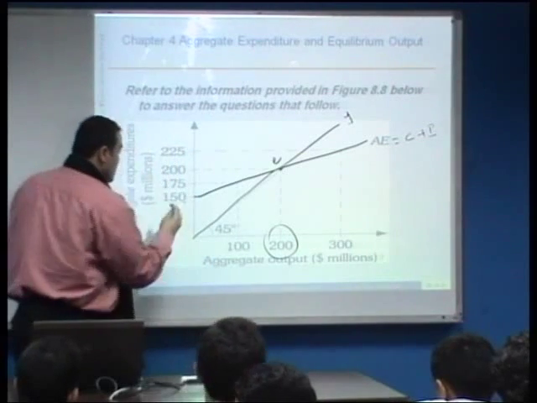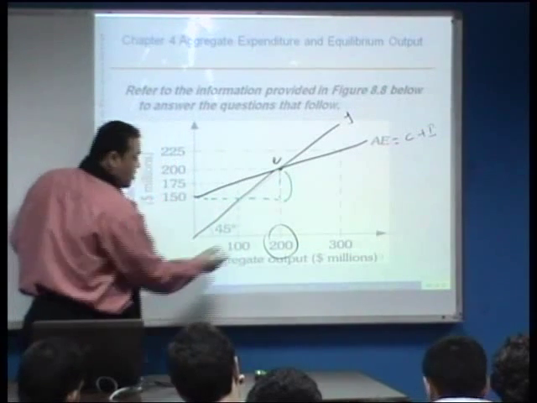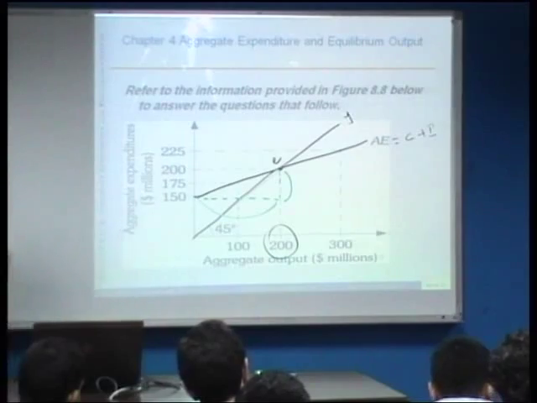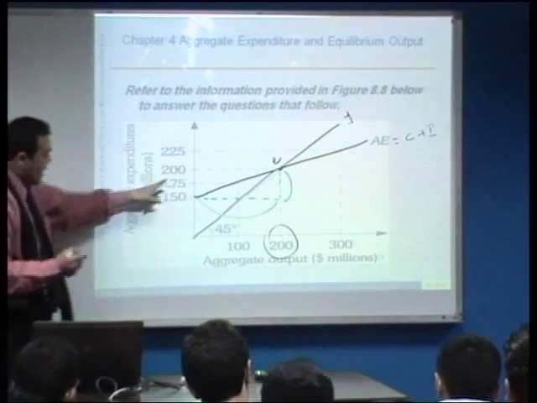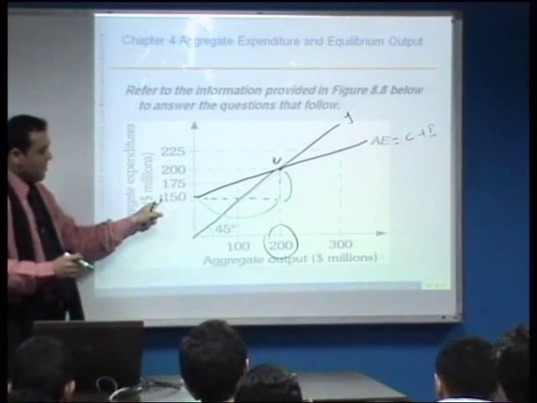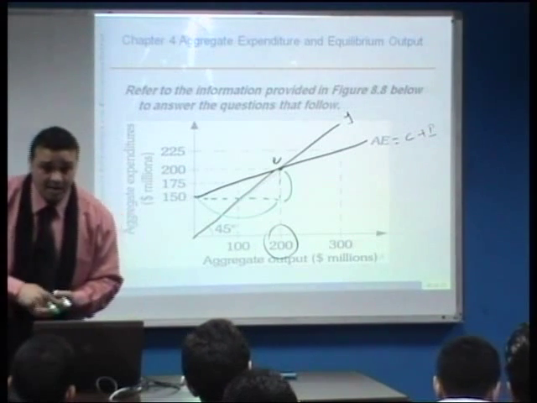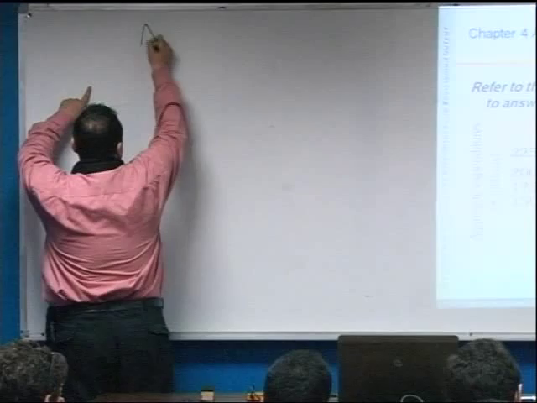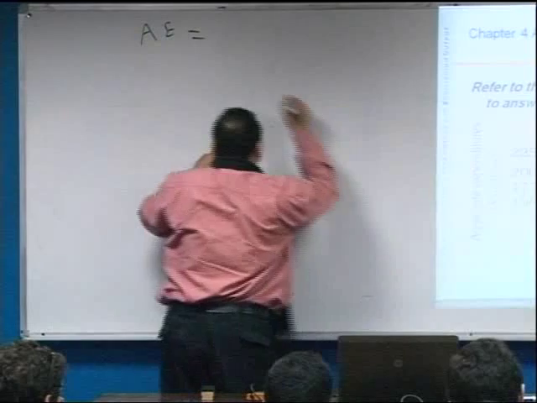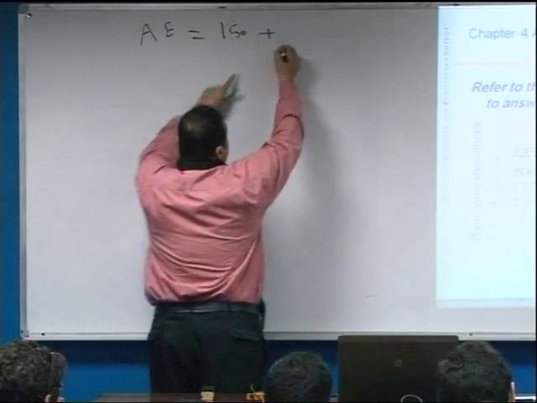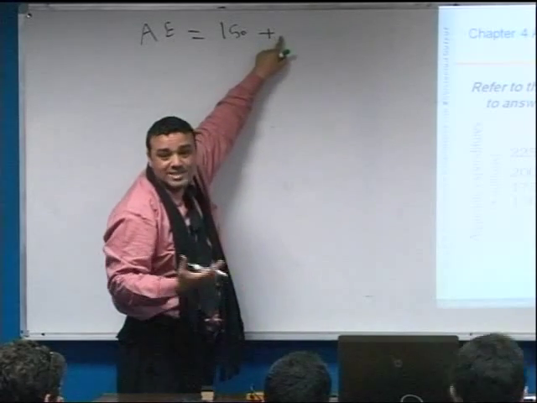We have to draw a triangle. This distance over this distance gives the marginal propensity to consume. So equals how much? 200 minus 150 over 200. This is the marginal propensity to consume. So the aggregate expenditure function in this case equals the autonomous aggregate expenditure, which equals 150, plus the MPC times Y. MPC equals how much?